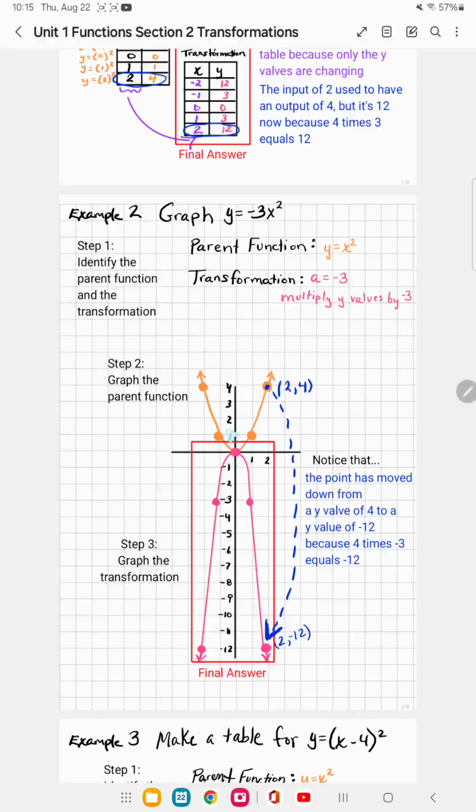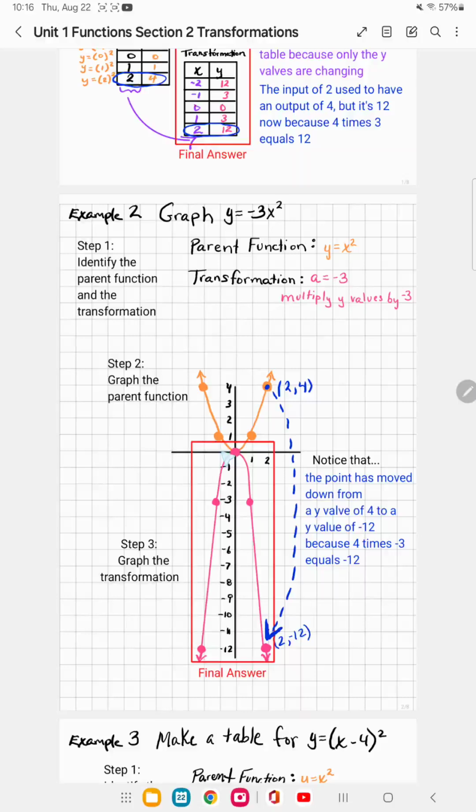So now that we have our parent function, we can look at step 3, which is to graph the transformation. To do that, we're going to take each y value that we have and multiply it by the a. So right now, my coordinate is 1, 1. So my x is 1 and my y is 1. But a multiplies to the y values. So now instead of 1 giving me 1, now 1 is going to give me negative 3.